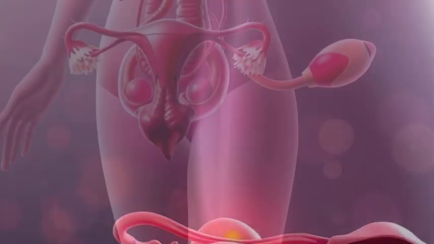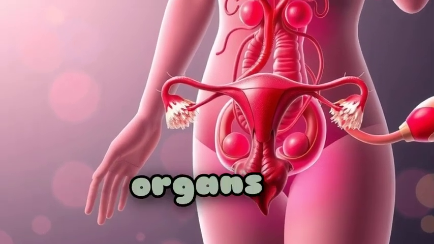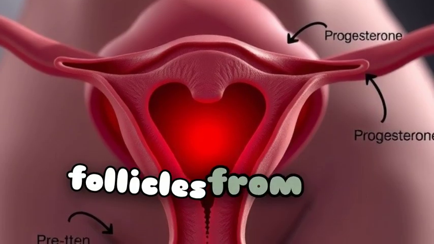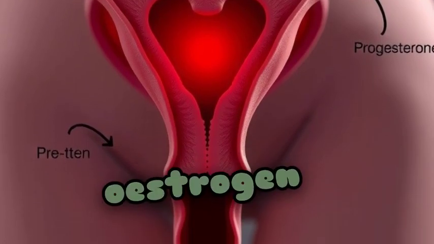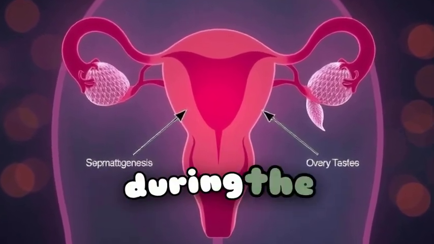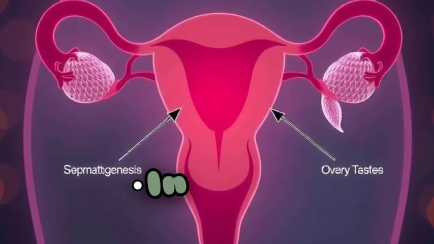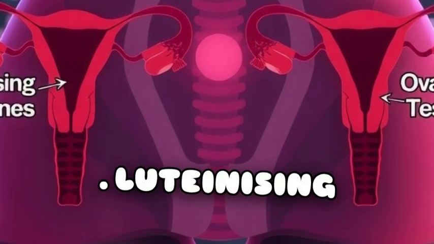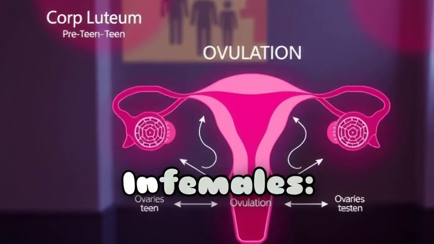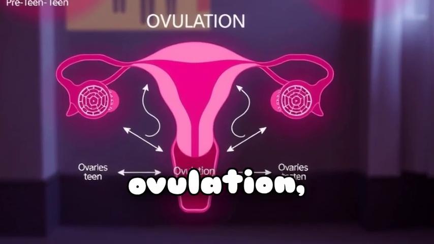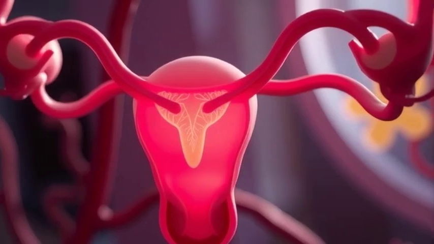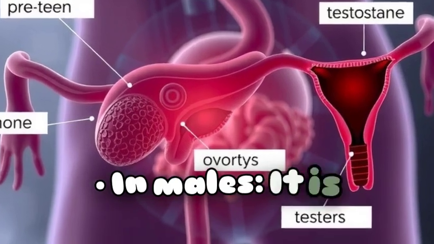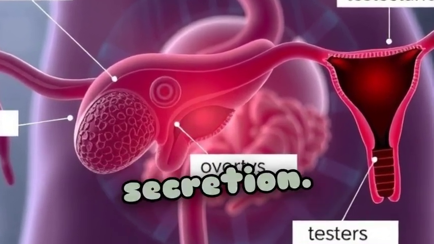In females, it regulates the development of sex organs and the development of immature ovarian follicles from the ovary, which secretes estrogen and progesterone during the menstrual cycle. In males, initiation of spermatogenesis. Luteinizing hormone: in females, responsible for ovulation, maintaining the corpus luteum and secretion of progesterone. In males, it is responsible for testosterone secretion.